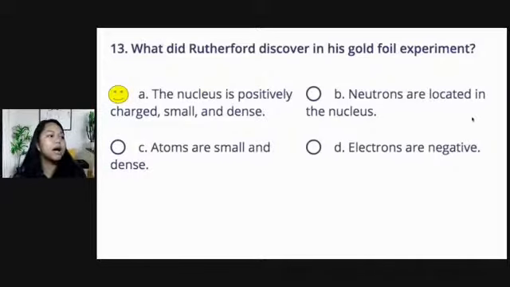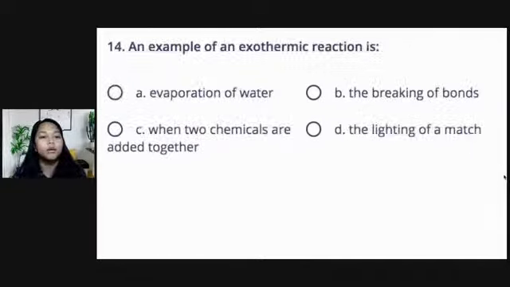No? So, kaka-discuss natin, sabi ni Rutherford, the nucleus is positively charged. It is small and dense. And the rest of the atoms are empty space. Okay, so yun yung sabi ni Rutherford. So letter A, ang ating tamang choice for number 13.